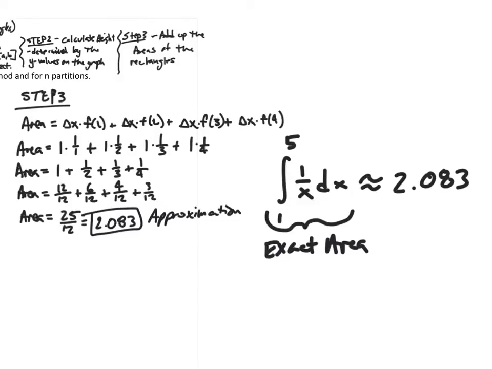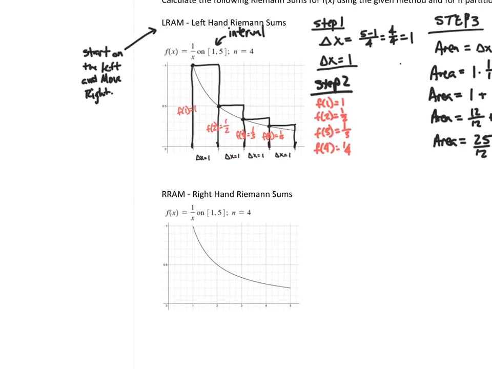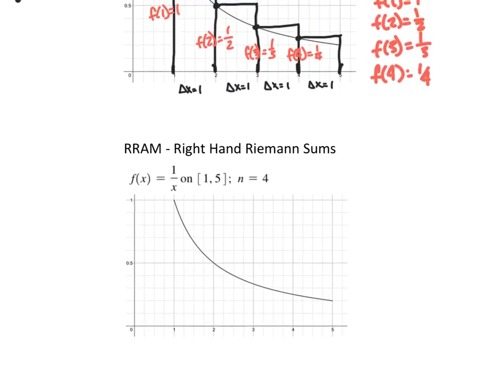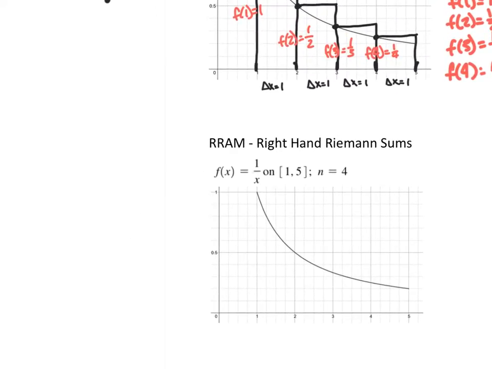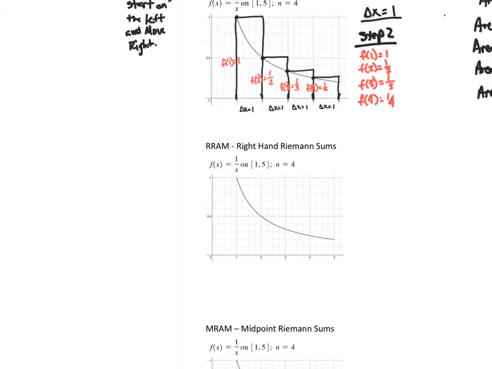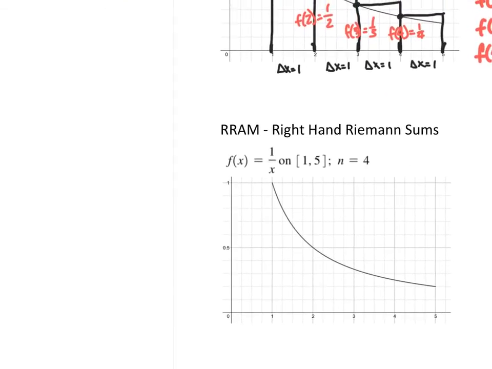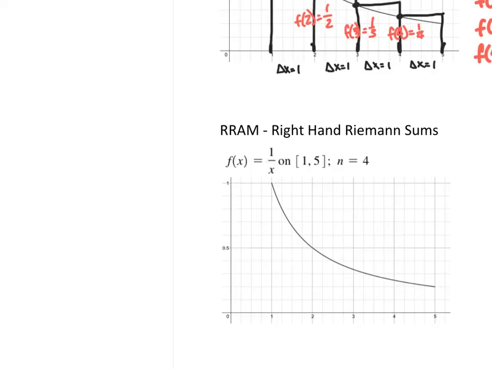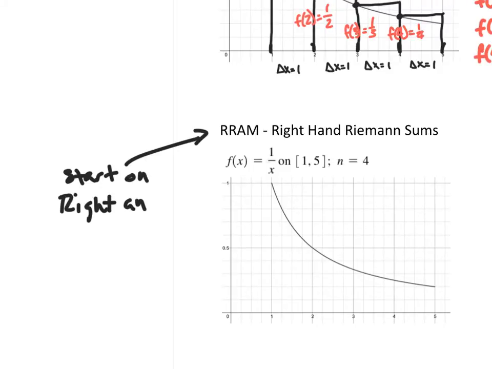We can get some value from that by doing one of these methods, LRAM, RRAM, or MRAM. And so this is our LRAM approximation. We're going to get a couple different ones, so let's come down here and do RRAM. We're going to do it on the same function, so we don't have to do all that work we just did, or not entirely all the work. But I do want to label what RRAM is. RRAM means we start on the right and move left.